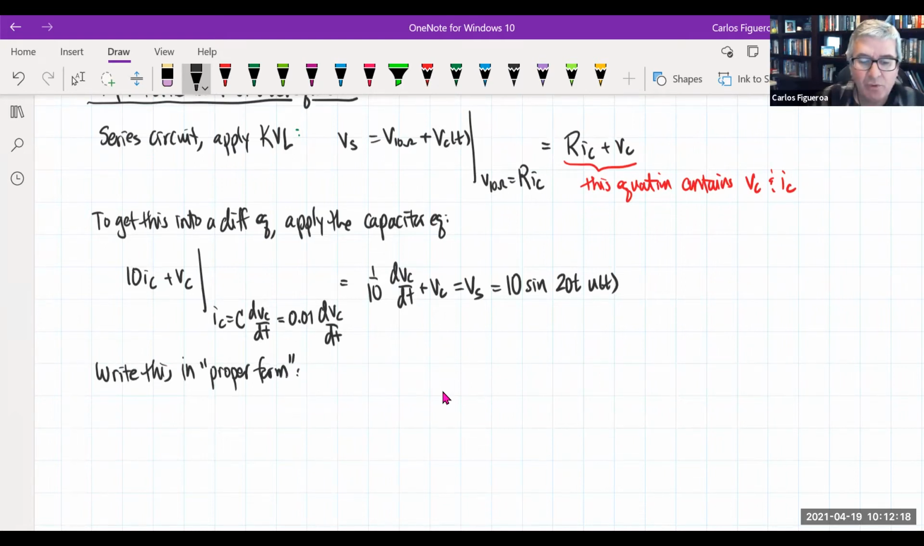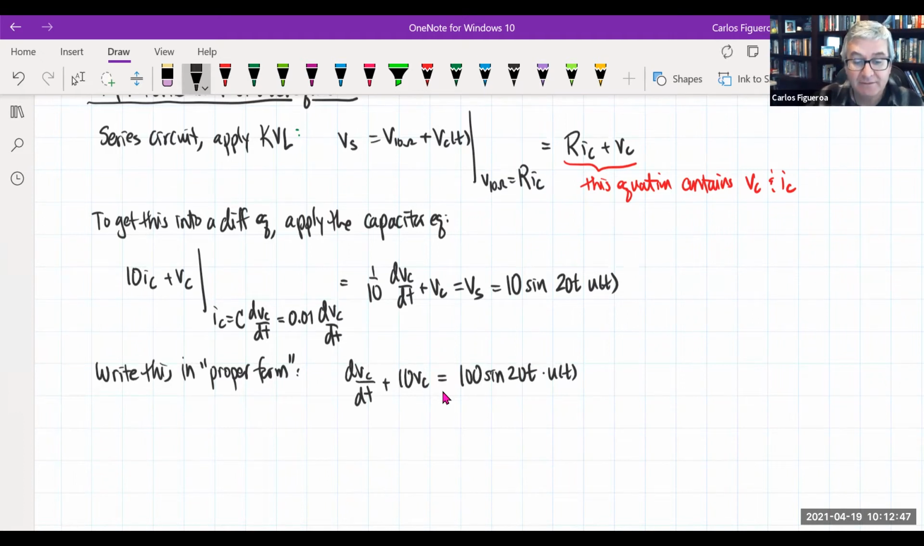The only reason you would write this in proper form is because I assume that you're just going to follow the way I'm going to do this. So now look what I'm going to do. What I'm going to get is dVC/dt plus 10 VC equals 100 sine of 20t, of course, times u of t.